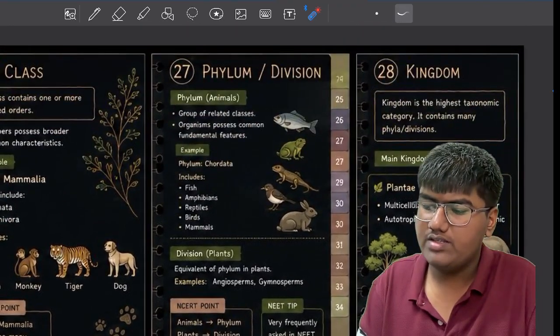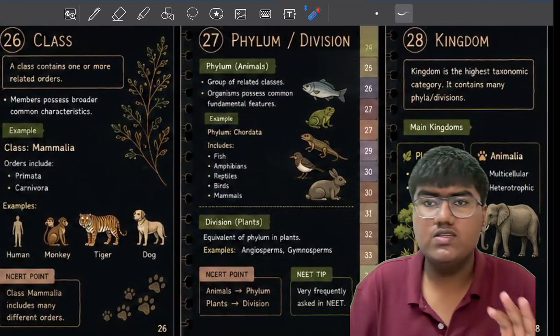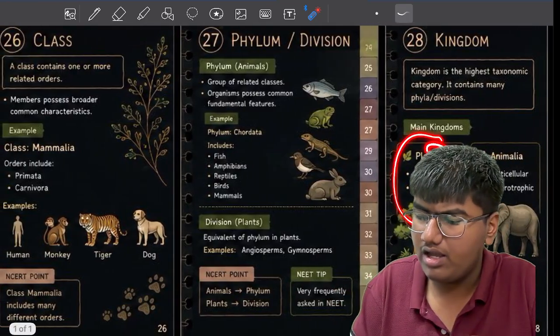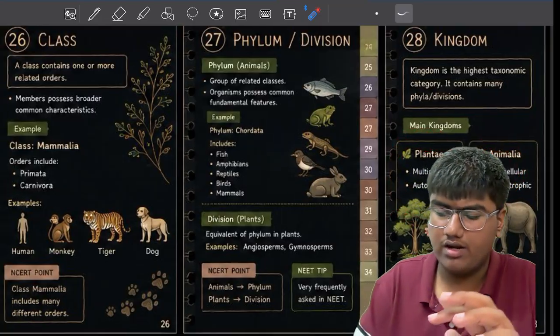Next, kingdom. Kingdom is the highest taxonomic category. The main kingdoms here are Plantae and Animalia. Kingdom is the broadest category.